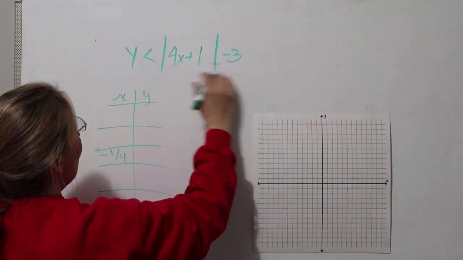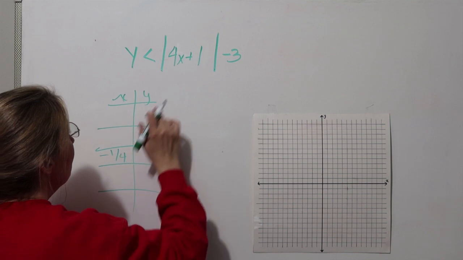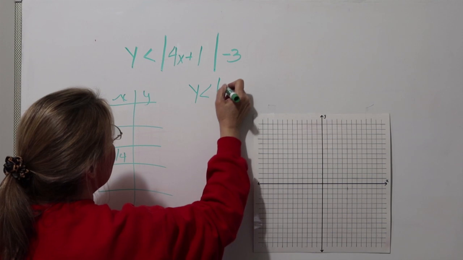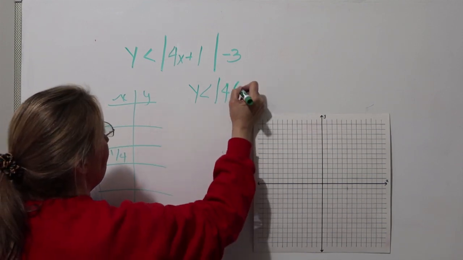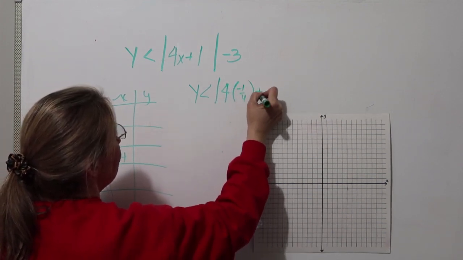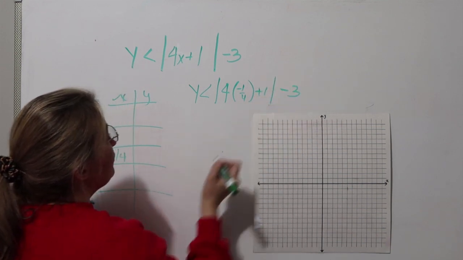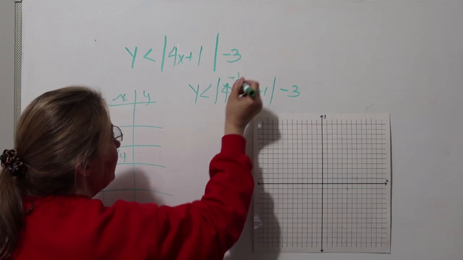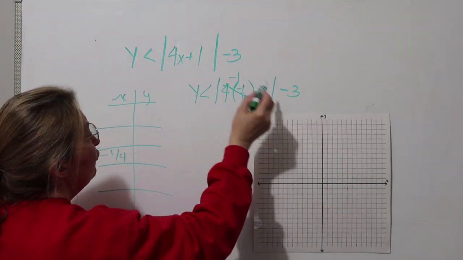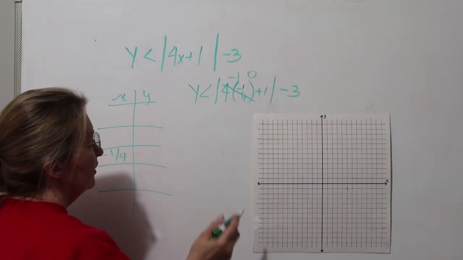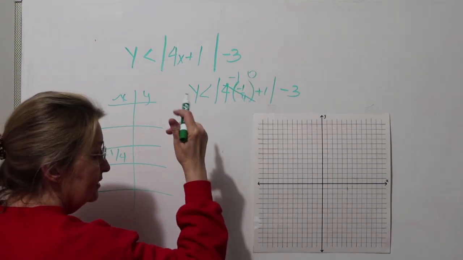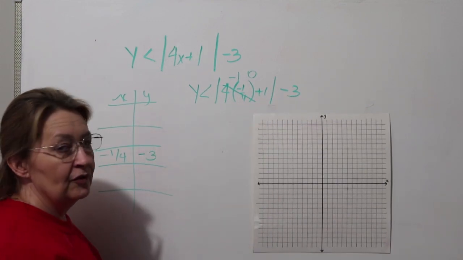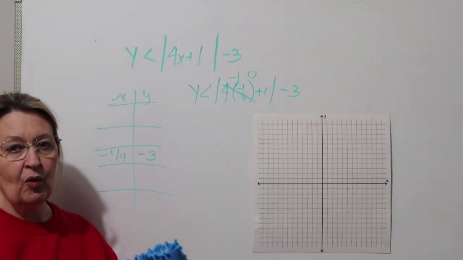So let's take the whole thing this time. Now to find the x coordinate, all you needed was what was in here. But to find the y coordinate, I need the whole thing with negative 1/4 filled in, just like this. Now, 4 times negative 1/4 is negative 1. And negative 1 plus 1 is 0. The absolute value of 0 is 0. And 0 minus 3 is negative 3. So that's going to be the point of my vertex.